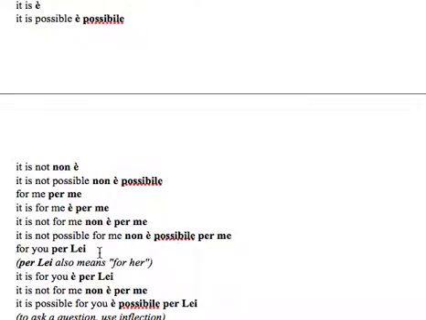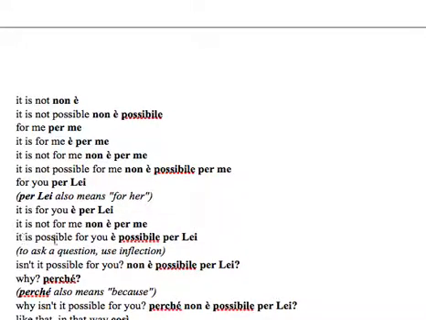And for you, per lei. Okay, lei can be challenging because it can also mean for her. For you, formal, and for her. We'll get more examples on this later. So, if I want to say it is for you, formal, è per lei. It is not for me, non è per me. It is possible for you, è possibile per lei. But we need the inflection, so I'm going to ask, è possibile per lei? Isn't it possible for you? Non è possibile per lei?